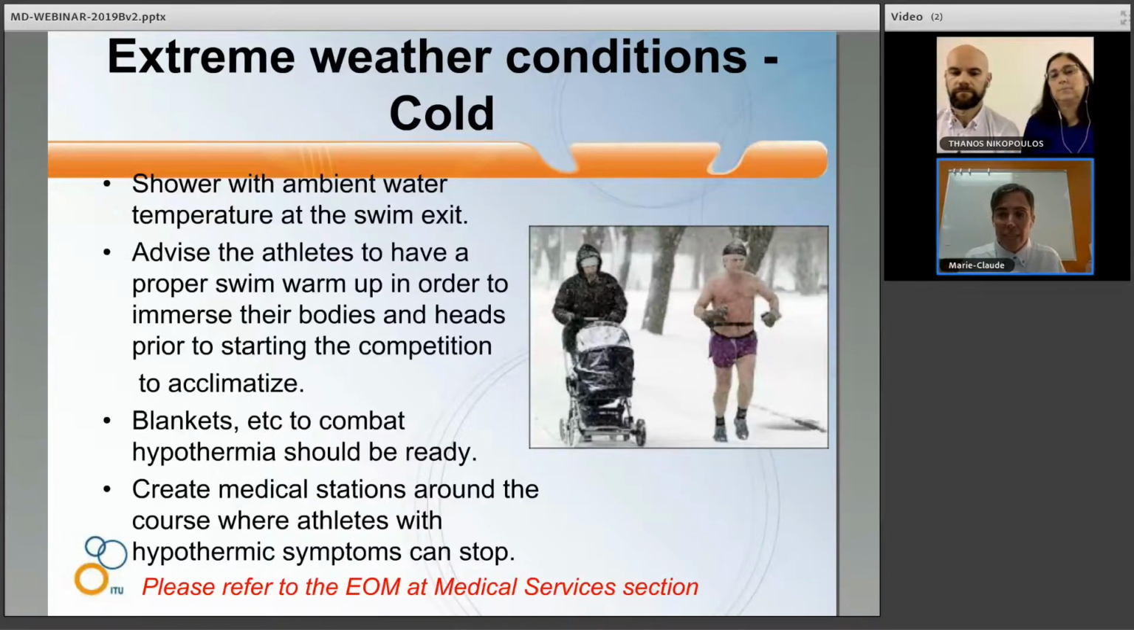I think, and at least go to a place where they will be protected from the wind, protected from the rain, and be covered, and prevent hypothermia to develop and progress. So that can be very helpful.